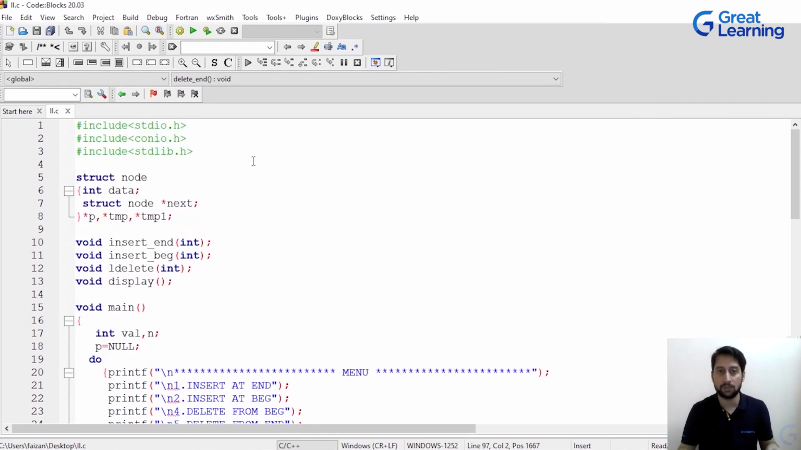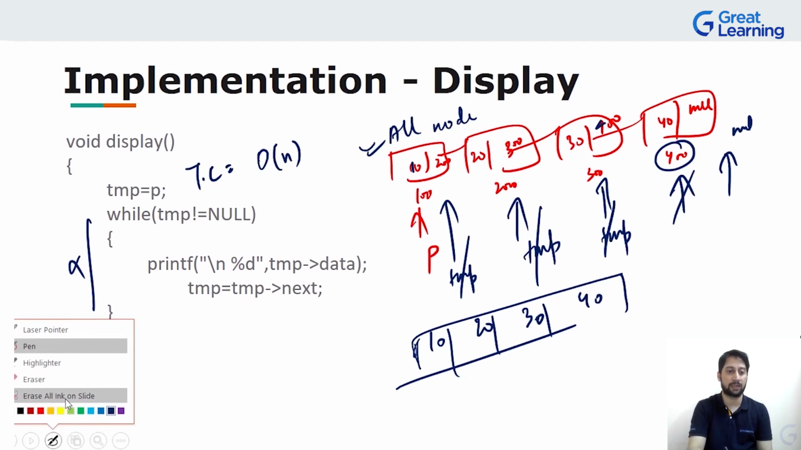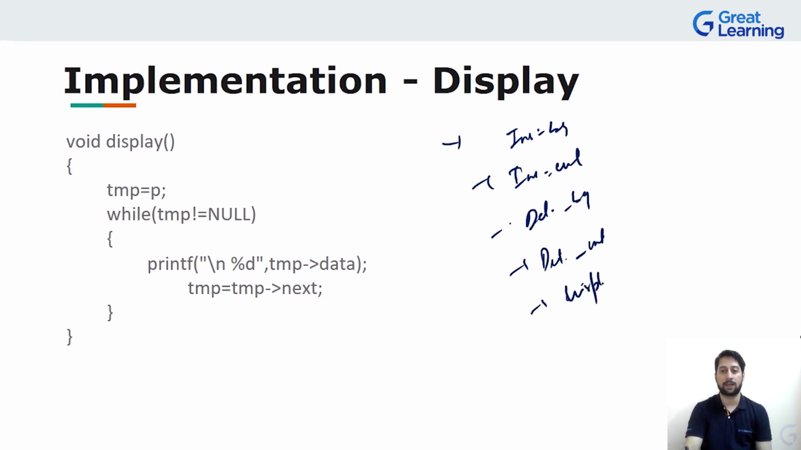Okay. So this is the whole implementation of your linked list. In this way, what we just saw, right? Let me just clear my screen. We just saw 5 functions: insert at beginning, insert at end, delete from beginning and delete from end. And we also have this display function wherein we are just displaying the elements.